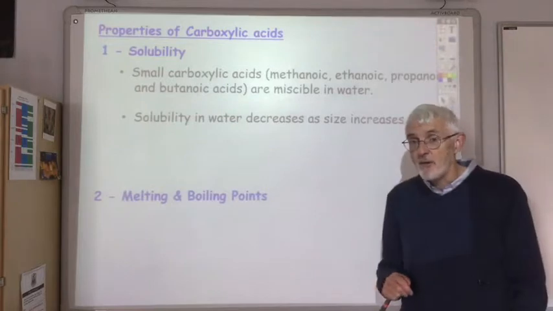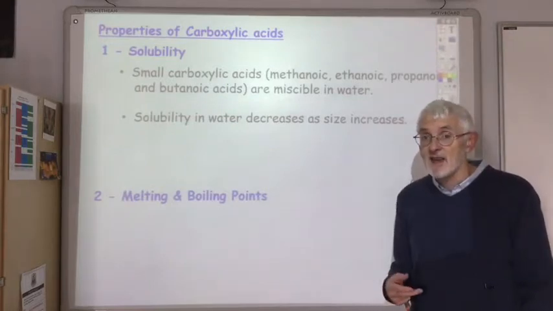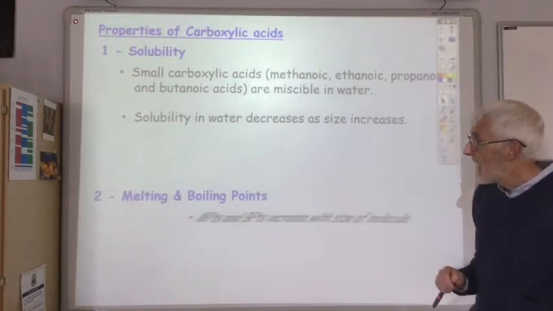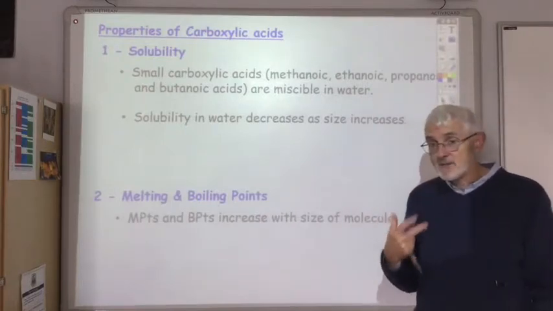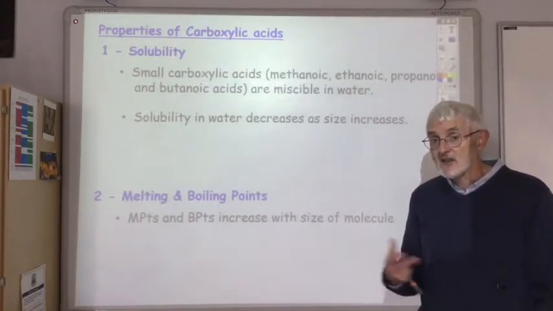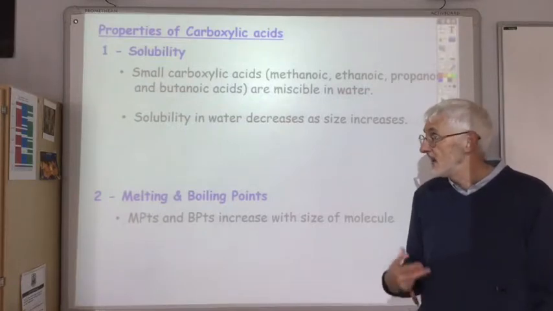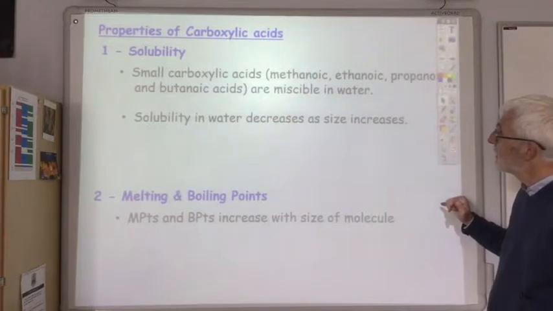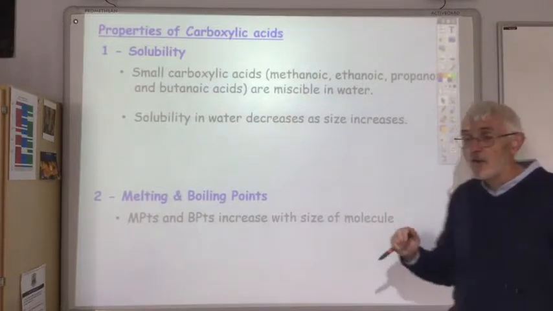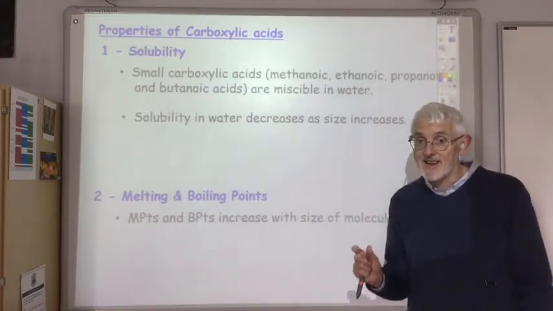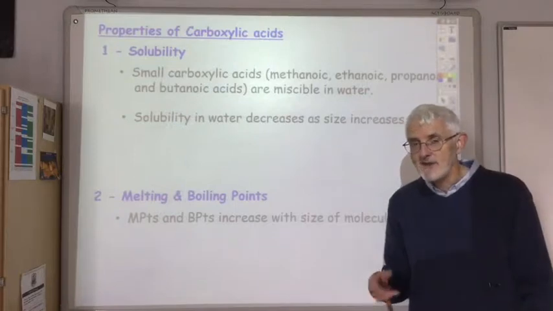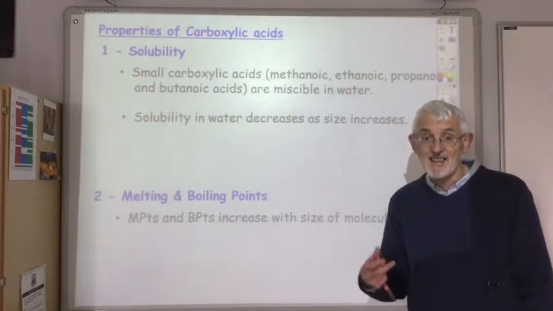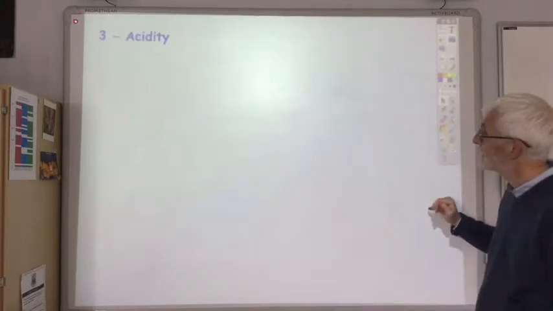The melting boiling points, the trend is the same as for all the homologous series we've looked at so far. As the molecule gets bigger, the attraction between the molecules increases, and so the melting boiling points increase. Now, by far and away the most important property of the carboxylic acids, and one surprisingly that people often forget, is that they're acids. Okay.